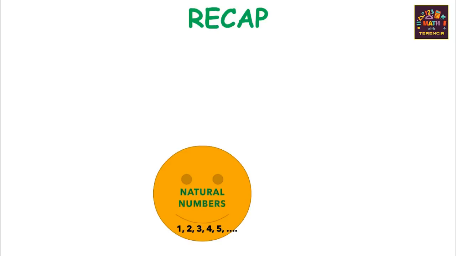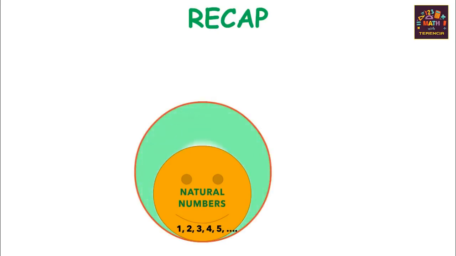So what will be the next number set? Yes, you're right. It's whole numbers. Whole numbers are just bigger than the natural numbers, and all the natural numbers are inside the whole numbers. Then what will be the set of whole numbers? Yes, it starts from 0, 1, 2, 3, 4, 5. If we include 0 with the natural numbers, we get the whole numbers.